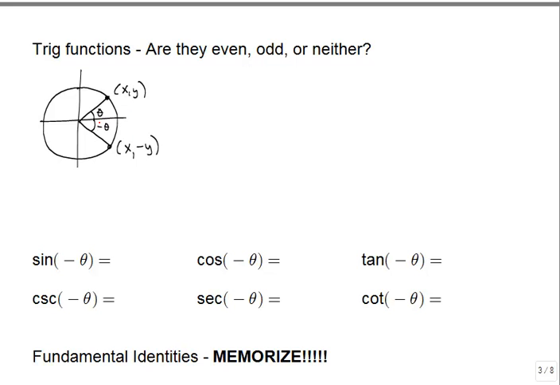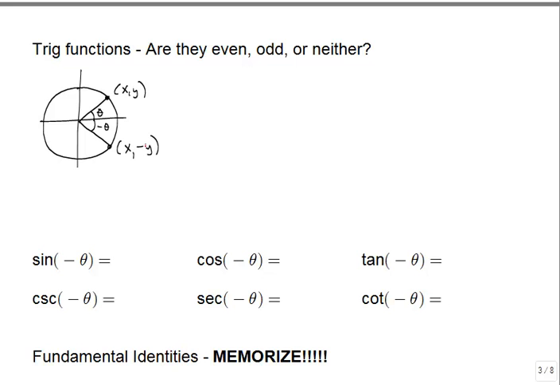If these are truly the same measure of angle, and this terminal point is (x, y), then by symmetry this terminal point would have the same x-coordinate, because we're still on the positive side of the x-axis, but the y-coordinate would be opposite in sign.